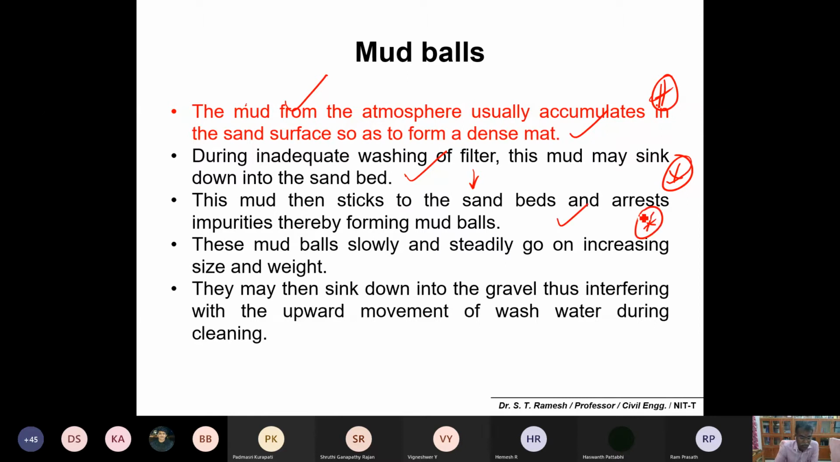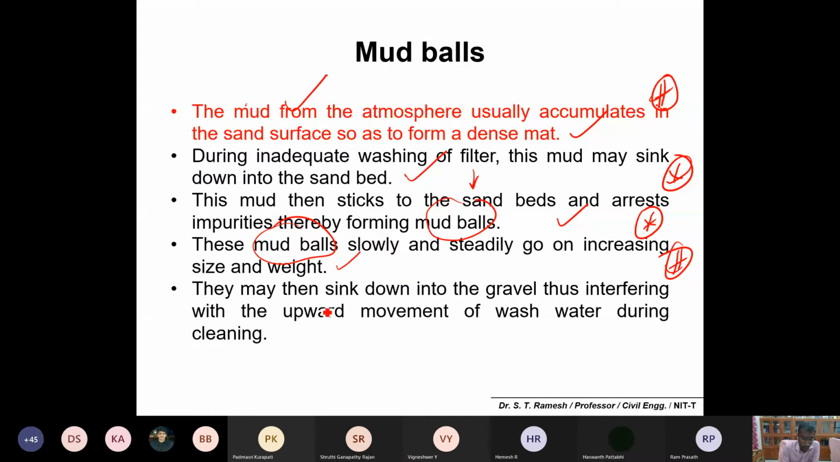And imagine now the mud particles are in the intermediate depth of your filter, moving from top to bottom, and they also roll down because of your water velocity. It may form a ball. These mud balls slowly and steadily go on increasing in size and weight. During the downward travel there could be formation of larger mud balls, and they then sink down into the gravel bed directly to the bottom, thus interfering with the upward movement of wash water during cleaning.